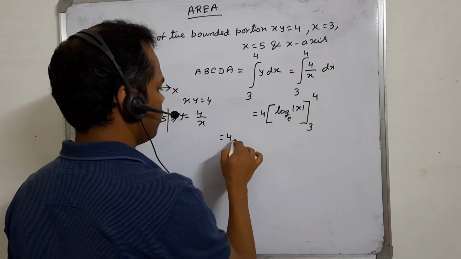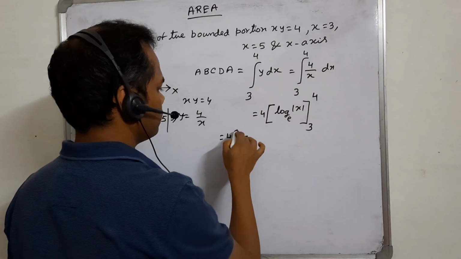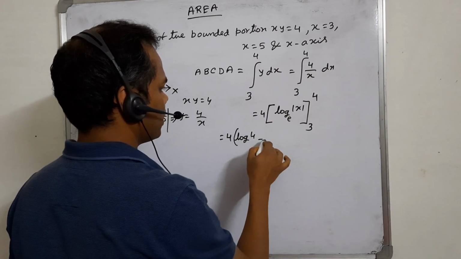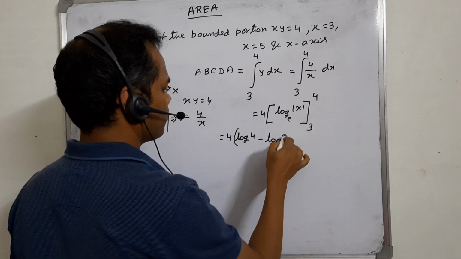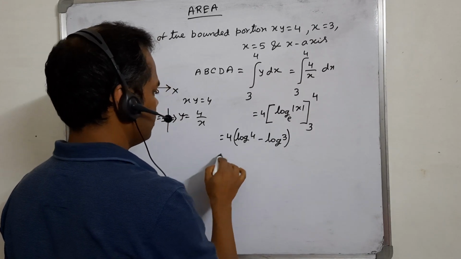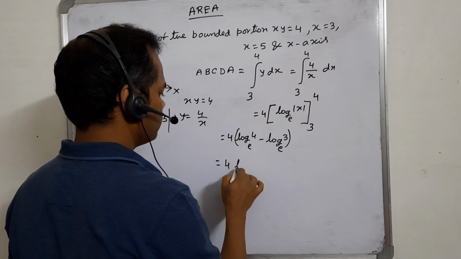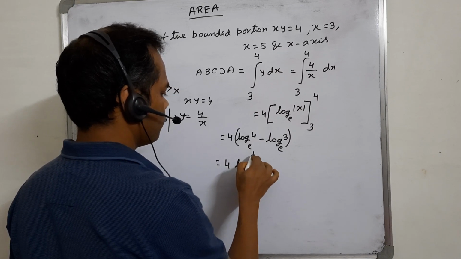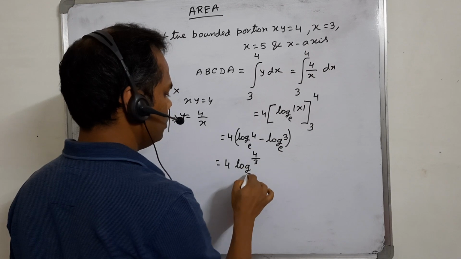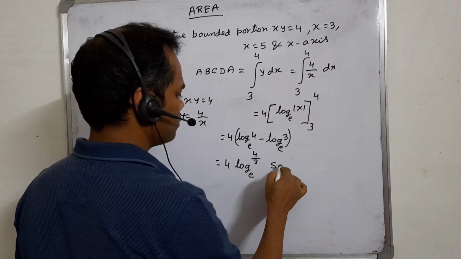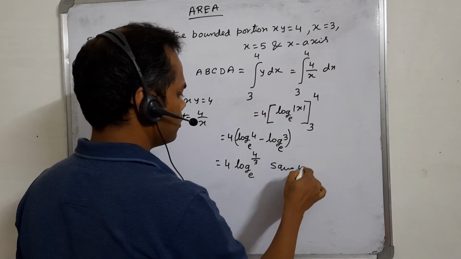So 4 times log 4 minus log 3. This is to base e. This equals 4 log of 4 by 3, to base e, square units.